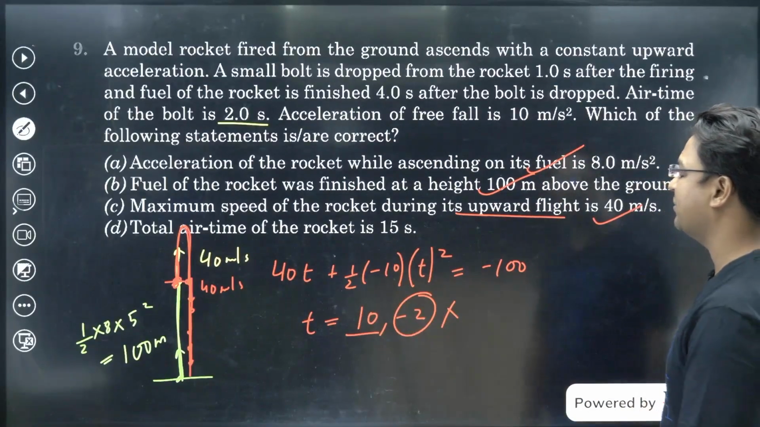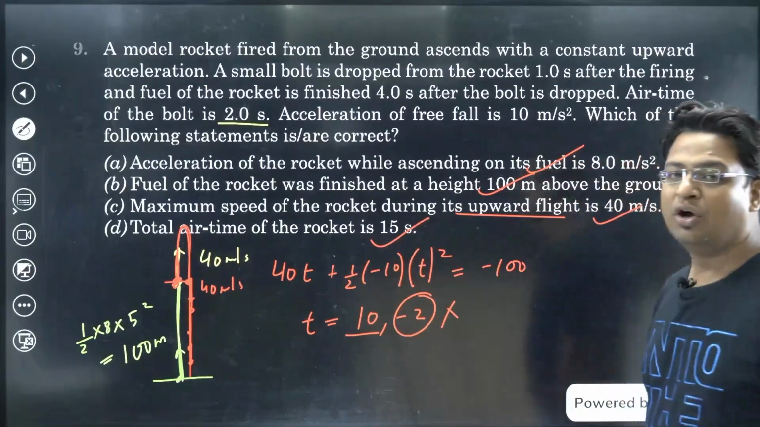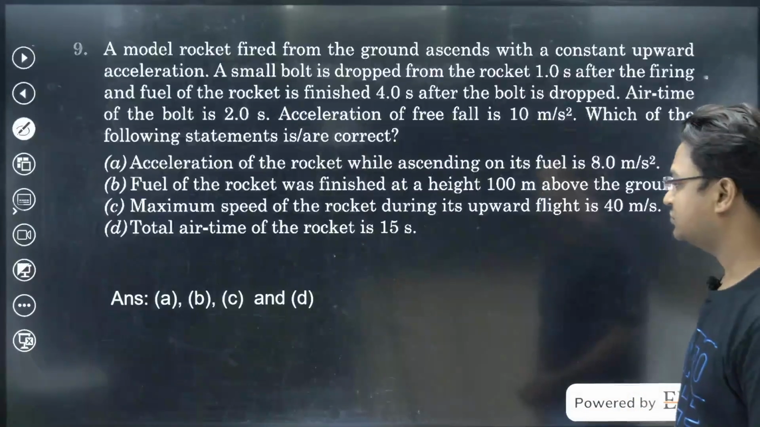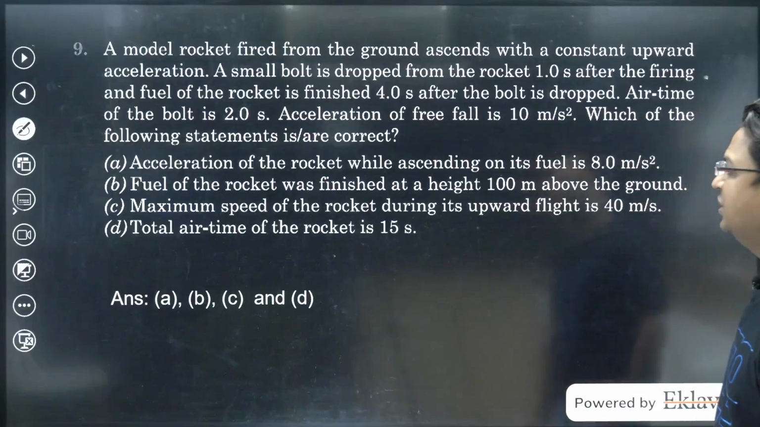Okay, the total air time of the rocket is 15 seconds. Again, this is also correct. So all 4 options are correct in this. All right, so all 4 options A, B, C, D, they are all correct.